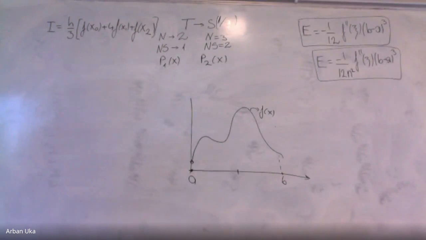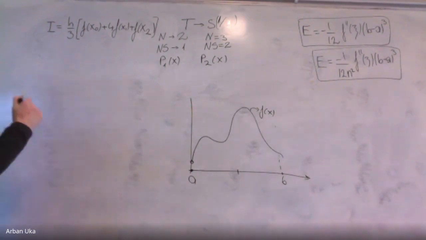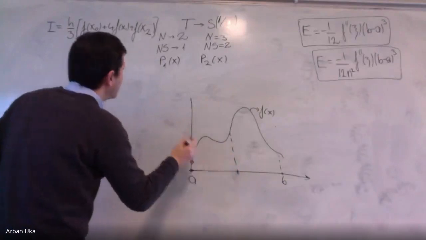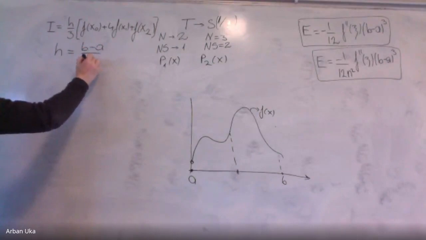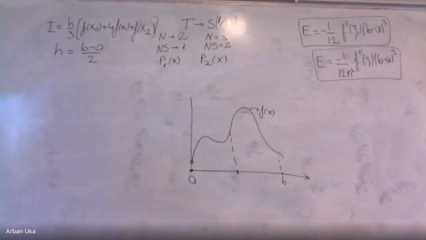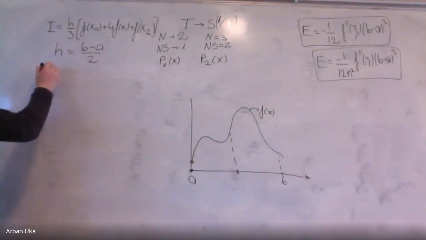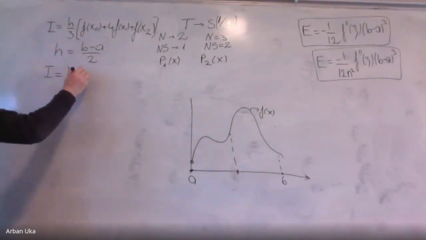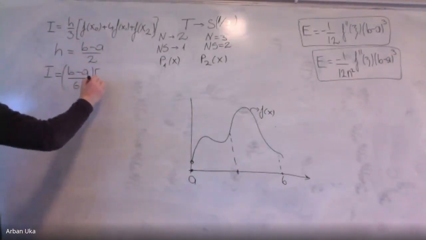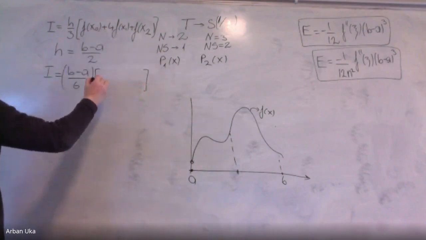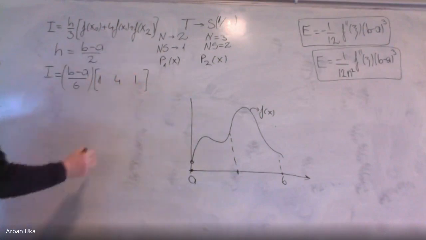So this would be the integral. Now h is an important parameter, as we mentioned before, and this h will be equal to the width of the segment again. So we always look for this h, and this is going to be b minus a divided by 2, which means that if we substitute, this integral will be b minus a divided by 6. Okay, because h is smaller. And then we have the same terms with factors 1, 4, 1.